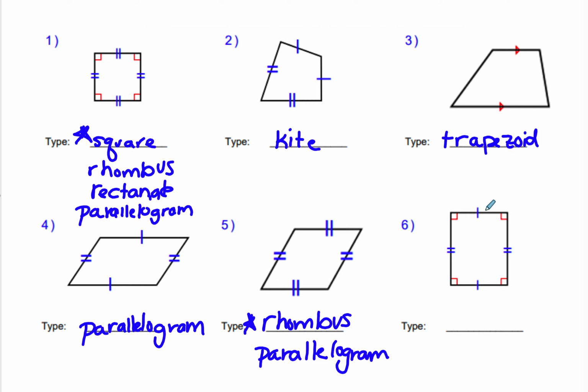And then number 6 has 2 shorter sides that are parallel and congruent, longer sides that are parallel and congruent, and 4 right angles. So the 4 right angles make it a rectangle. That's going to be the best name for it. And that also means it is a parallelogram.